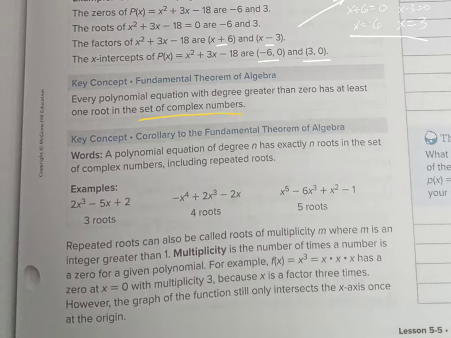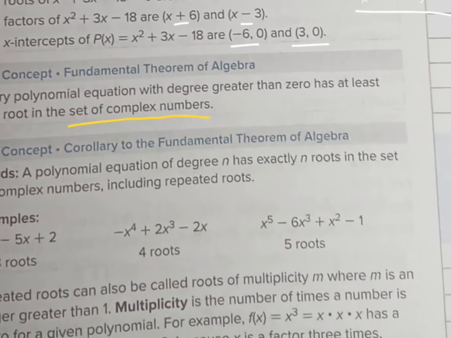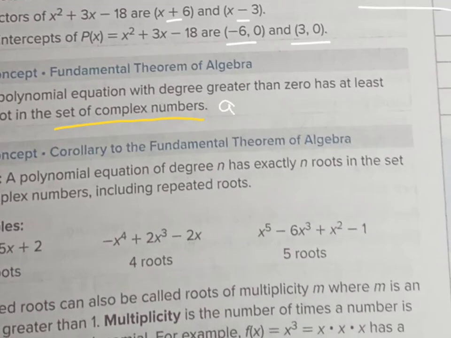So what the heck's a complex number? What happens if we had a parabola that doesn't cross the x-axis, and we set that equation equal to 0 and use the quadratic formula? You get the ugly i. Okay, so complex numbers are a plus bi. Complex numbers are bigger than real numbers.